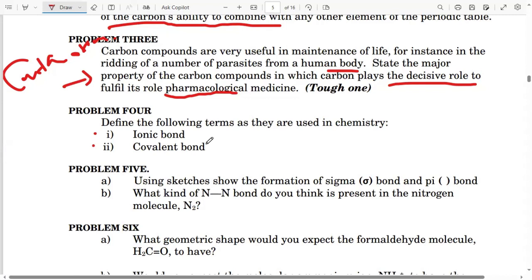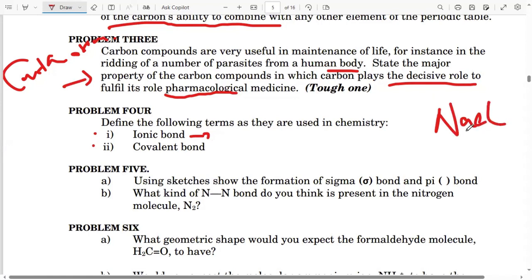Okay, and then they're saying define the following terms as they are used in chemistry. So what is an ionic bond? Okay, so we know that an ionic bond is simply a chemical bond formed as a result of donating and accepting of an electron.